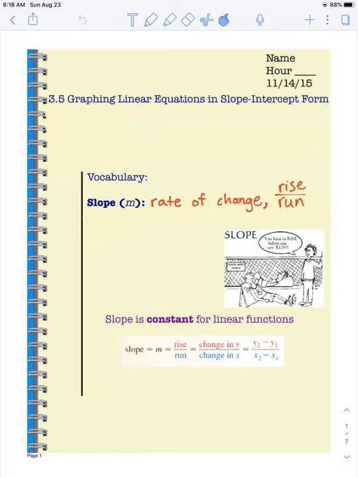Our lesson today is on 3.5, graphing linear equations in slope-intercept form. So a couple of important things you need to know. First of all, slope is the rate of change. This is going to be known as rise over run. Rise, notice in these notes down here, rise is the change in y, and run is the change in x.